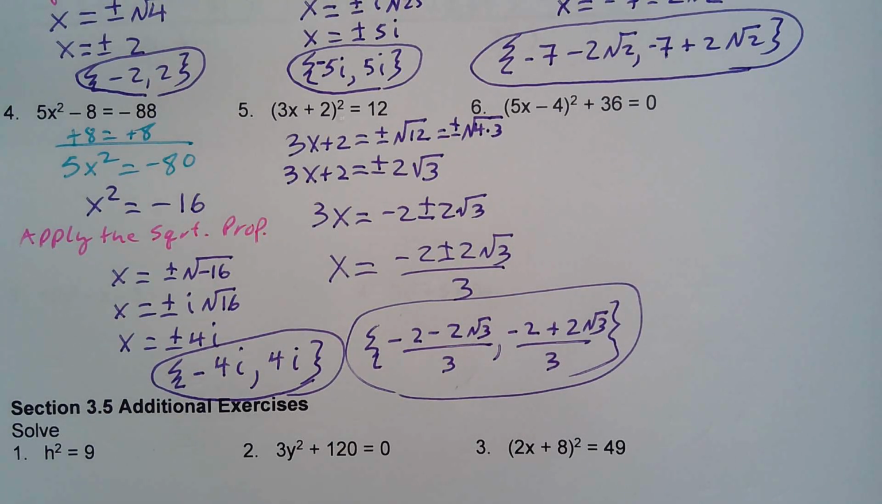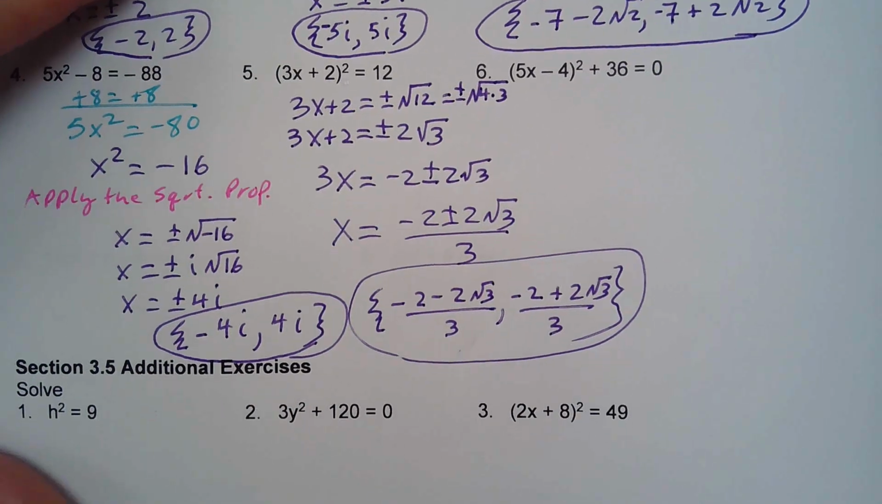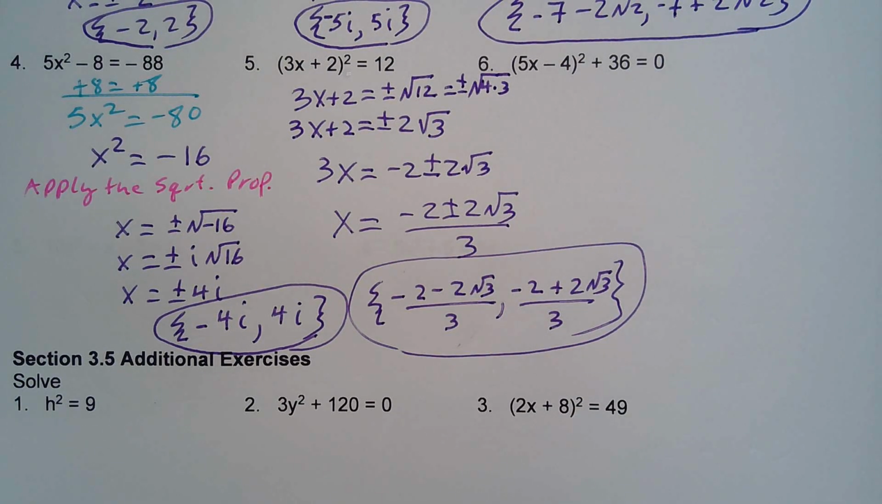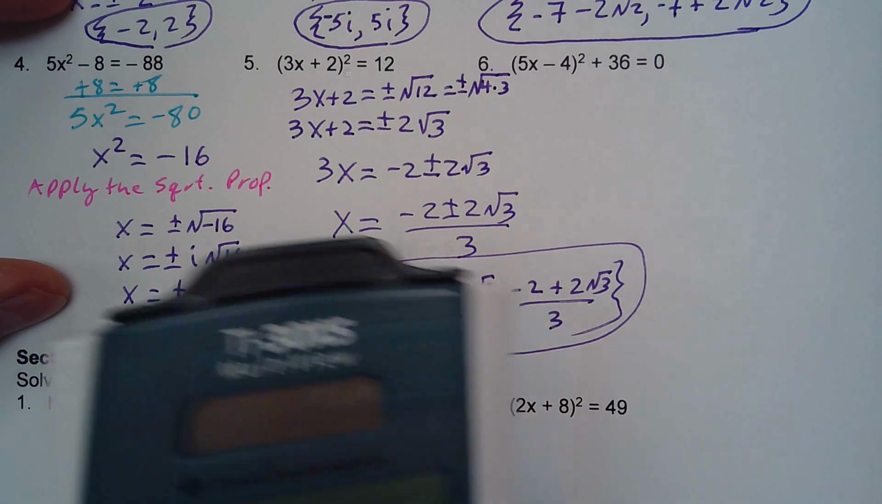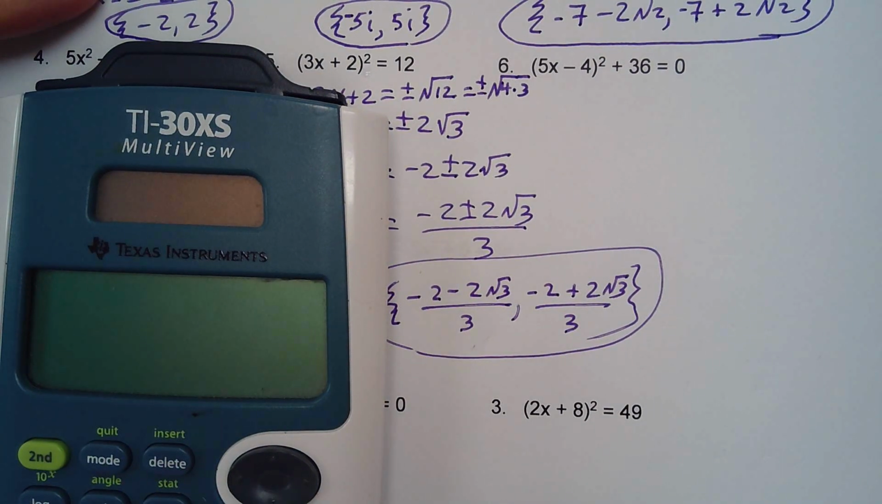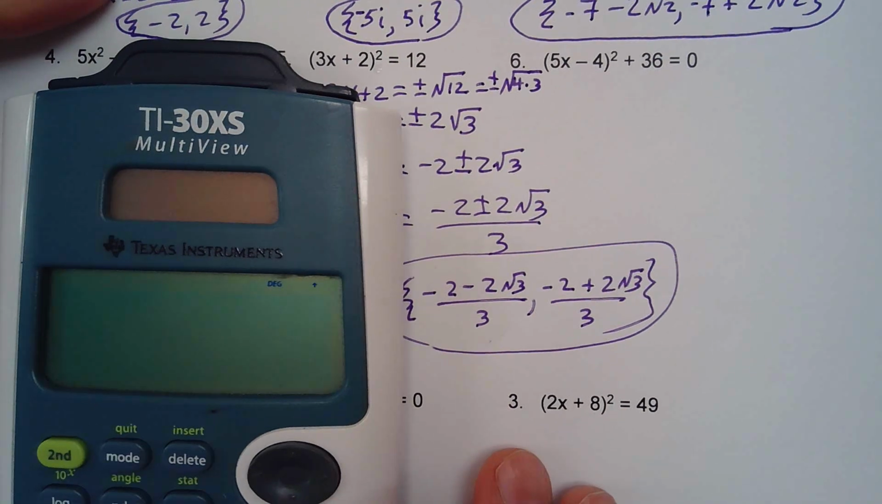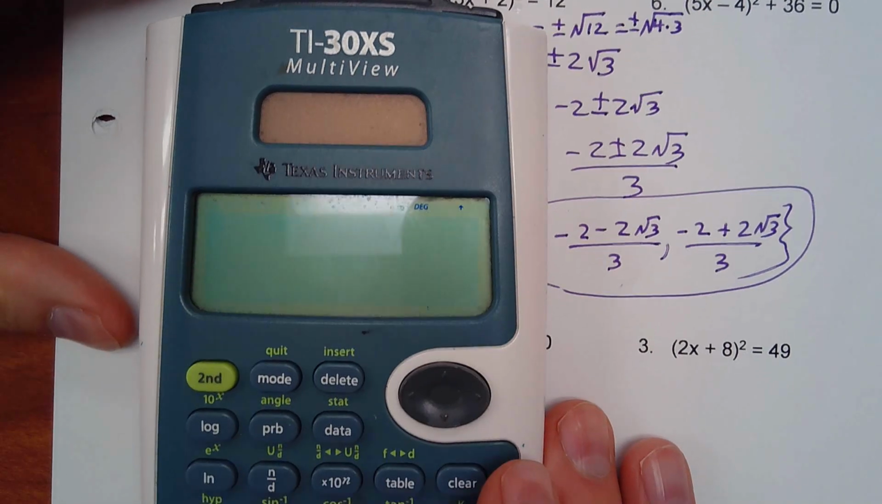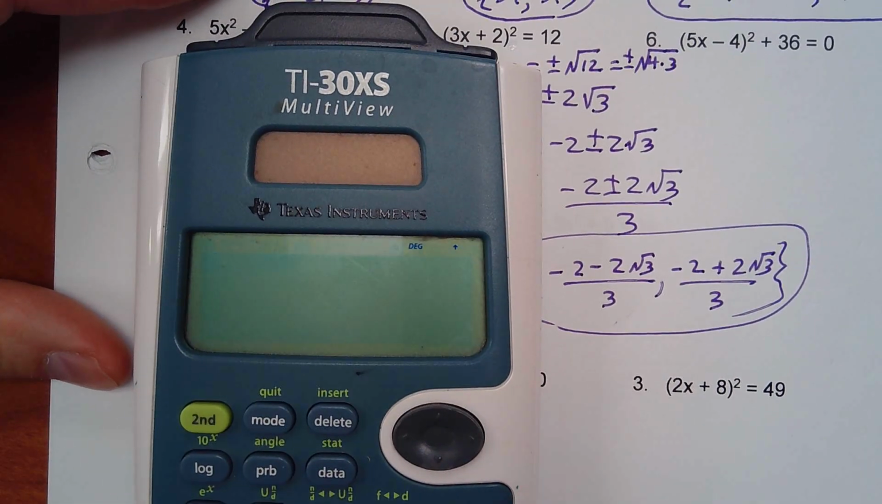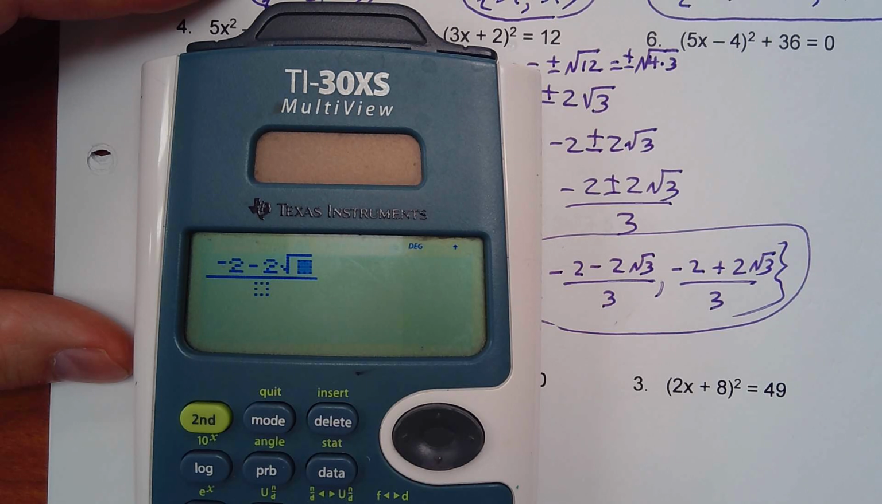Now, if they ever asked you to approximate this, sometimes they might ask you to give your answer rounded to, say, 3 decimal places. The way you would do this, and on this calculator it's really nice, you can just literally type it in. Do your fraction key, negative 2, and I'm going to do the first one, minus 2, second, x squared key to get your square root, 3, down arrow 3.